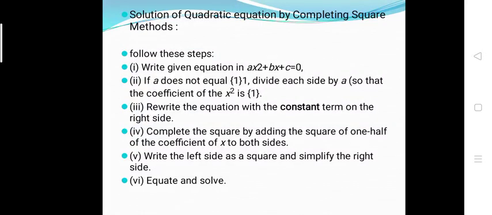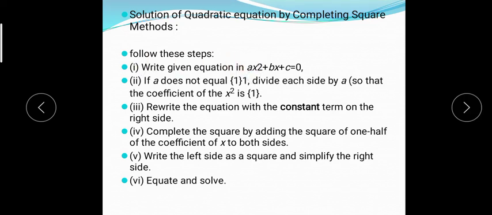Good morning, students. Today I am going to explain the completing square method to solve the quadratic equation. Before this session, we studied the quadratic equation by factorization. So this is also a very simple method. The steps are as follows.